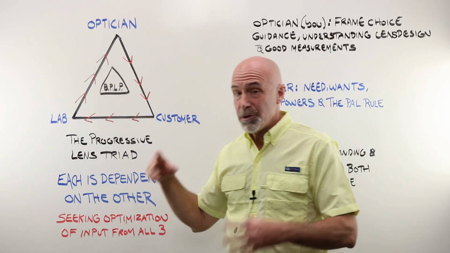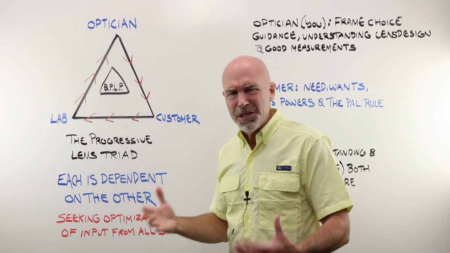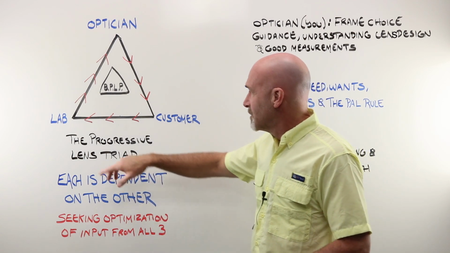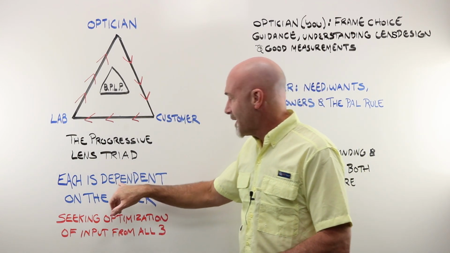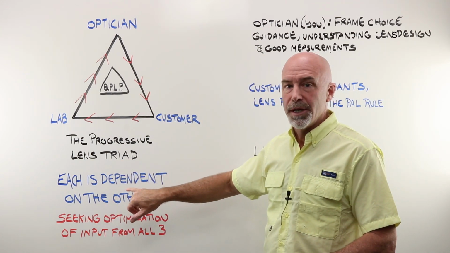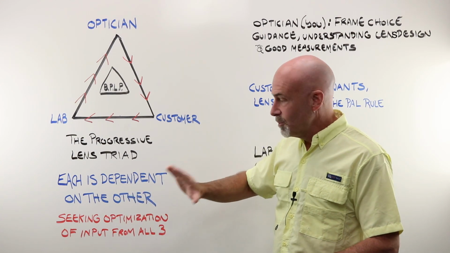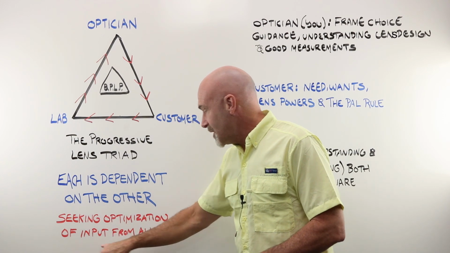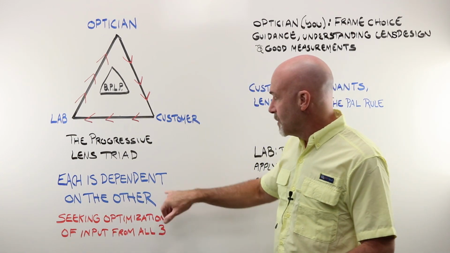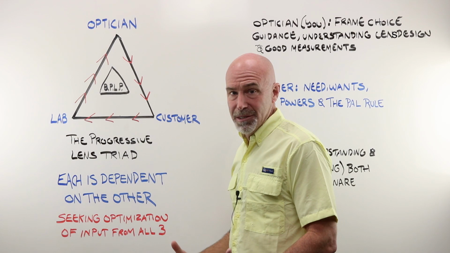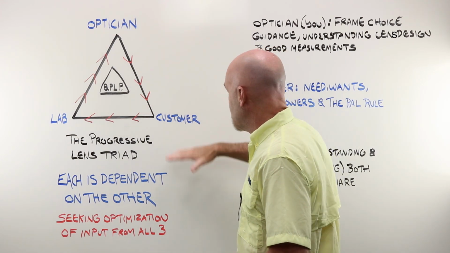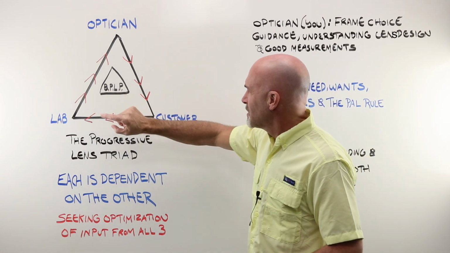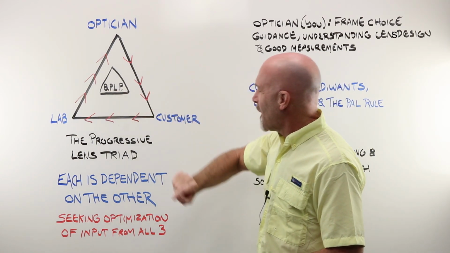Now, I chose that word very deliberately, and I actually spent some time searching for the perfect word. Triad means that there is a relationship between three things that are dependent on one another. Crucial concept here. What we are seeking is the optimization of input from all three of those dependent pieces. Our pieces are the optician, the customer, and the lab. If we call this the best progressive lens possible.